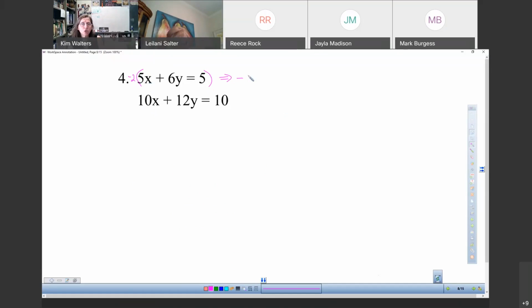So sometimes we can just do one equation and not the other, and so that's very helpful. So that is not a positive, that's going to be a negative. So I have -10x minus 12y is equal to -10. My second equation doesn't change at all. It just stays positive 10x plus 12y is equal to 10.